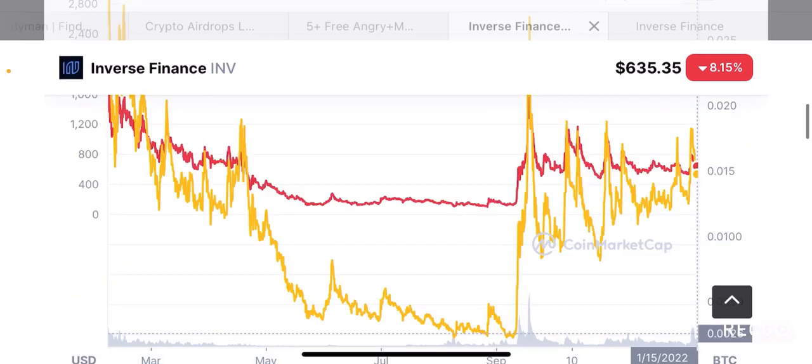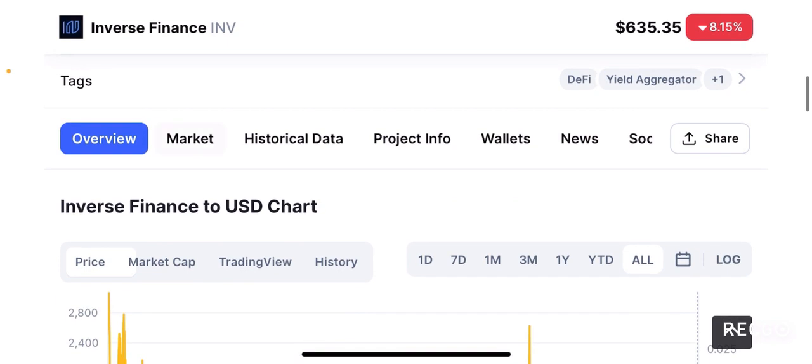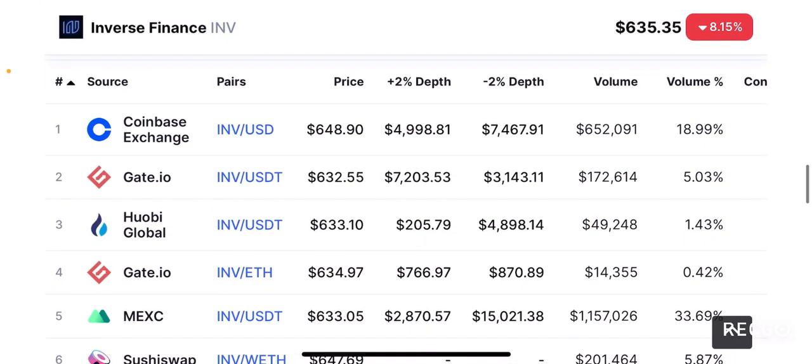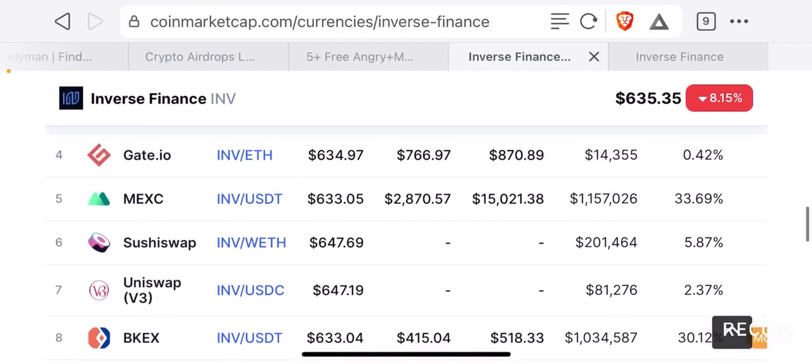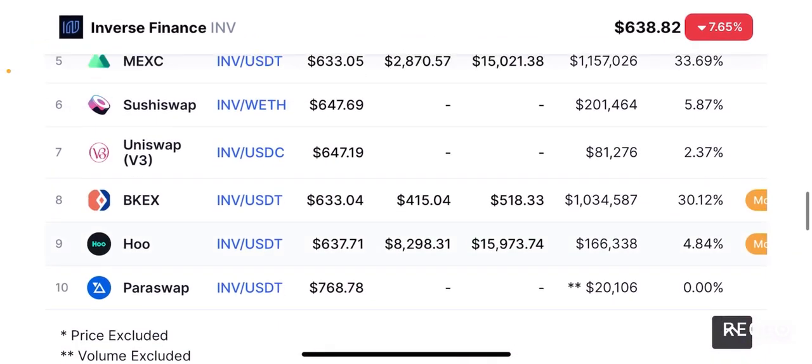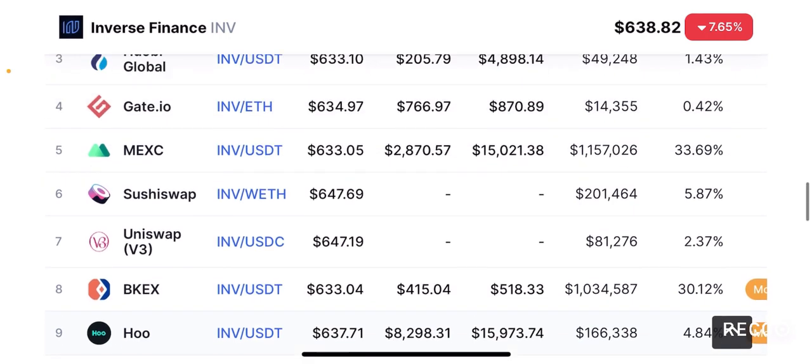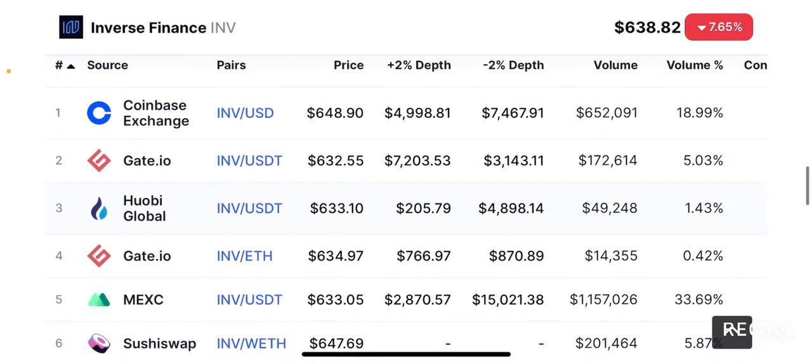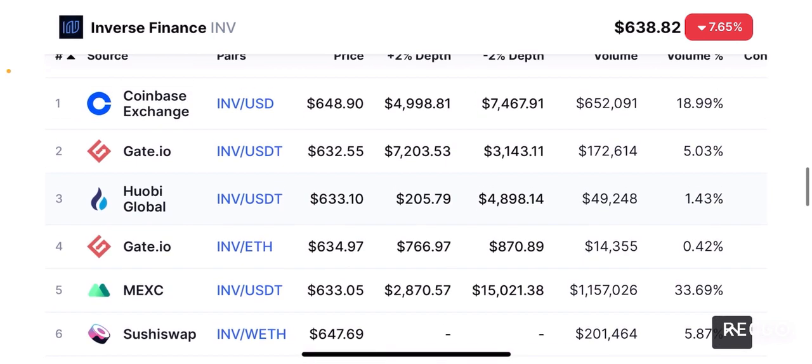When it comes to the markets themselves, Coinbase seems to be providing the most liquidity for this token. You can buy this token from Coinbase using USD. You can also buy this token from Gate.io, Huobi Global, and some of the other exchanges. Decentralized exchanges that you can buy this token from are SushiSwap, Uniswap version 3, along with Paraswap, which is also a good place to buy this token.